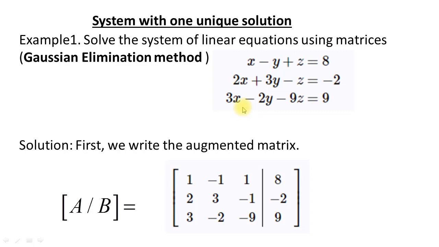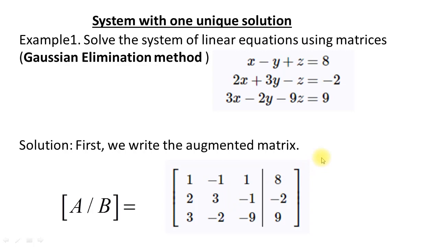How can we identify that this system has a unique solution? Let's see. I will tell you the point from which we can identify whether the system has a unique solution, infinitely many solutions, or no solution. First of all, write this system in matrix form and take the augmented matrix. This is the coefficient matrix and this is the constant matrix. So this full matrix is called the augmented matrix.